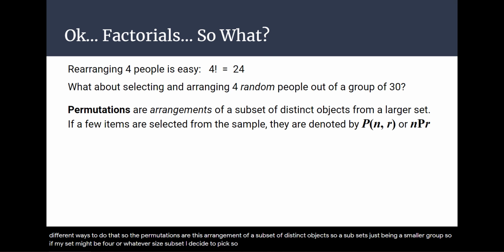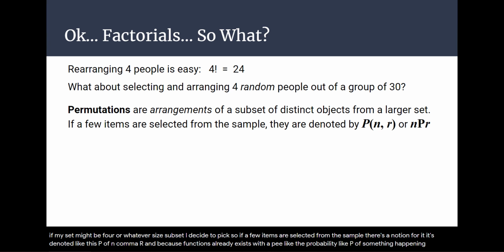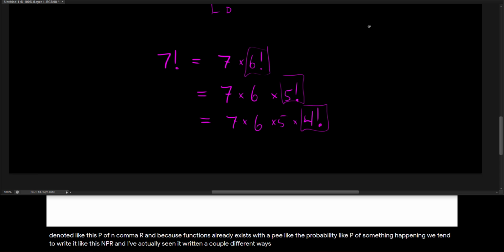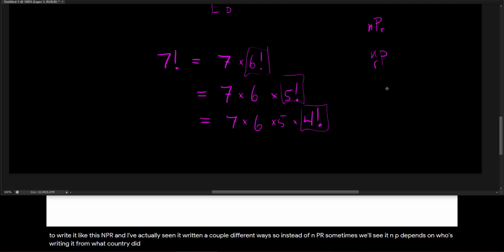So if a few items are selected from the sample, there's a notation for it. It's denoted like this: P of n comma r. And because functions already exist with a P, like the probability, P of something happening, we tend to write it like this, nPr. And I've actually seen it written a couple different ways. Instead of nPr, sometimes you'll see it as P with the r below the n. It really just depends on who's writing it, what country they come from, and all of this other stuff. So just be aware that if you see anything with these 3 letters, it's a permutation of n and r.